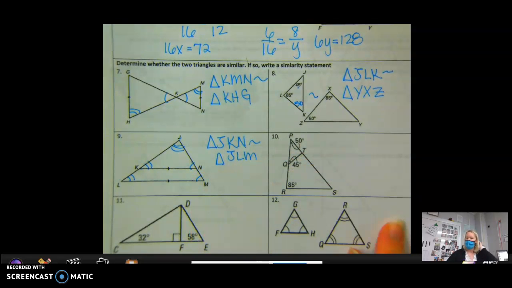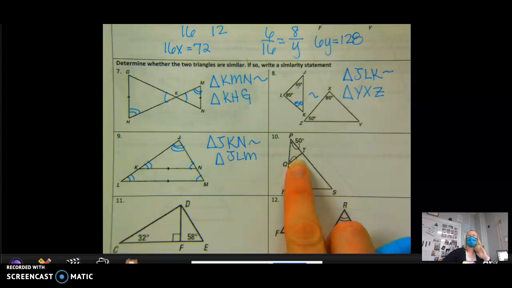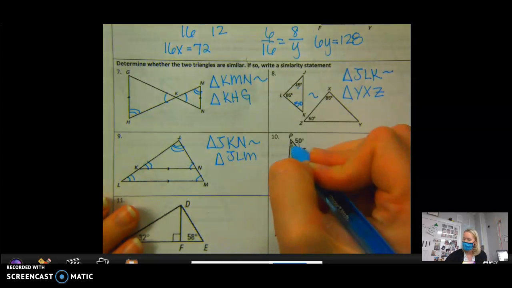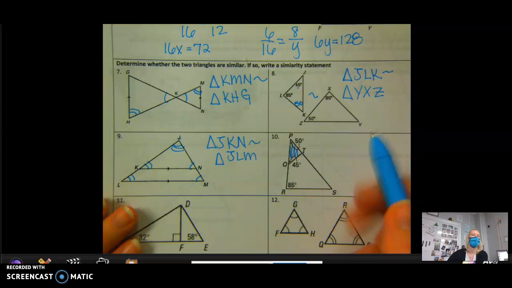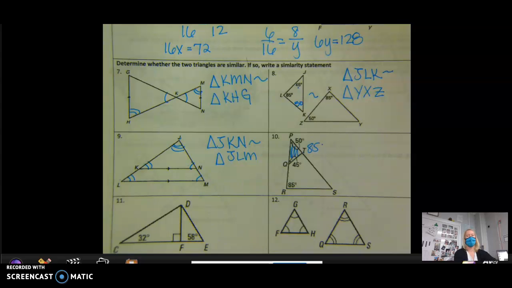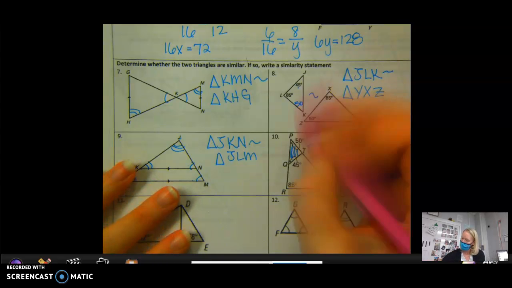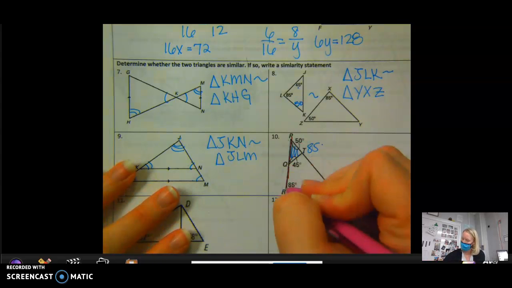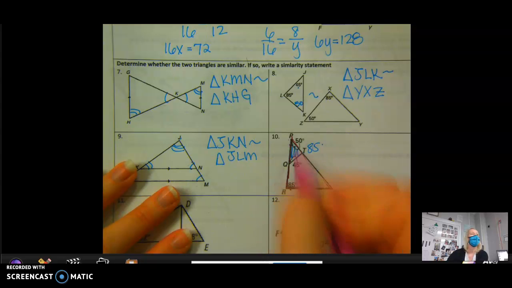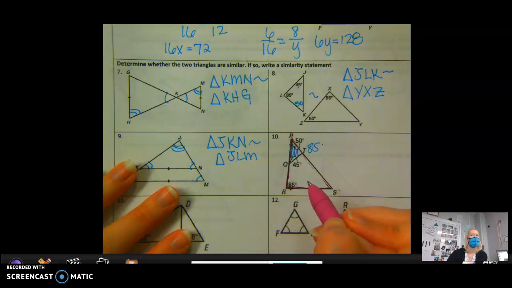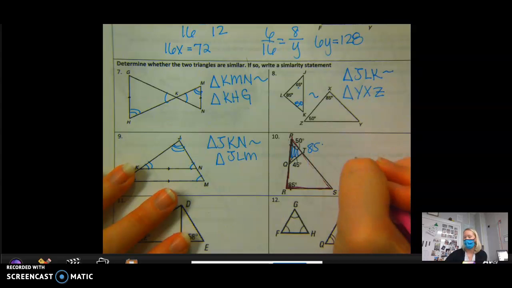Perfect. Okay. This one's a little bit more tricky to look at and see. I have this small triangle, right? It has an angle of 50, 45, and what would that angle T be? 85 degrees. Okay. And then I have the larger triangle, P to R to S, right? And R is 85, P is 50. Well, does that have two angles that match up at that point? Yes. So we have two triangles that are congruent.